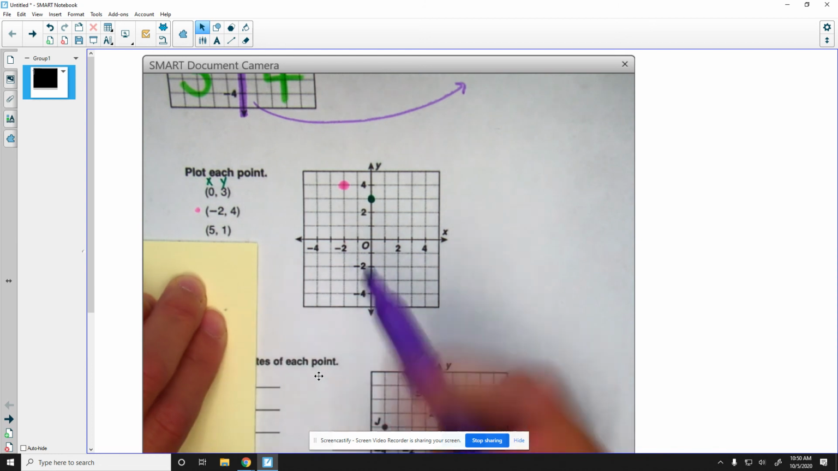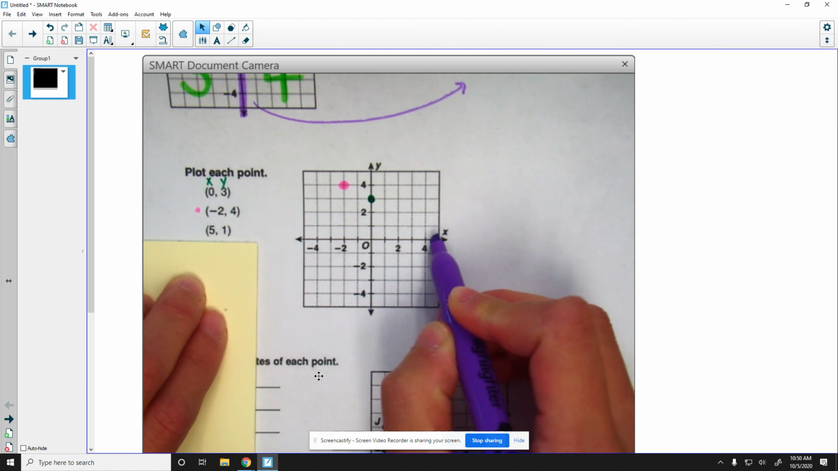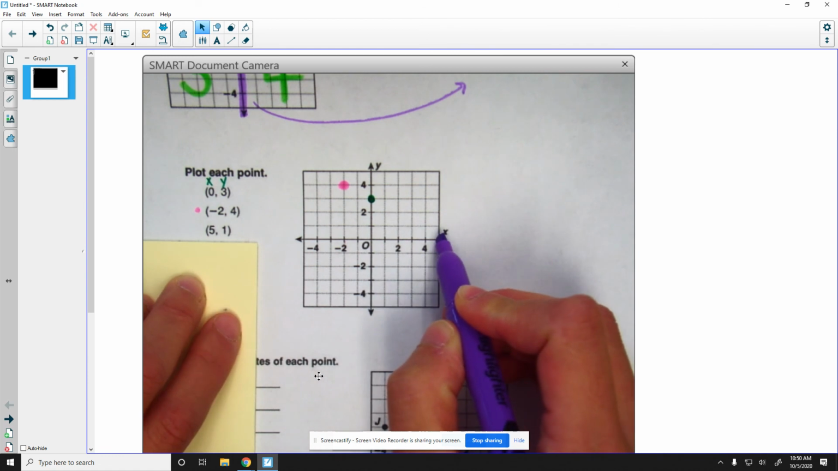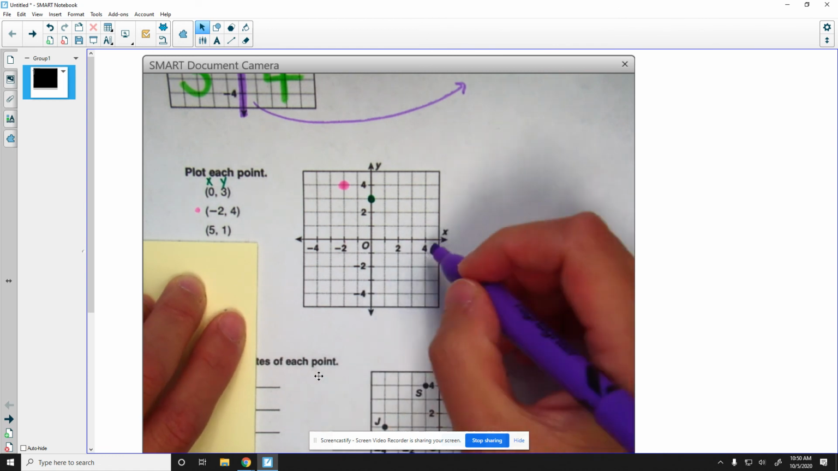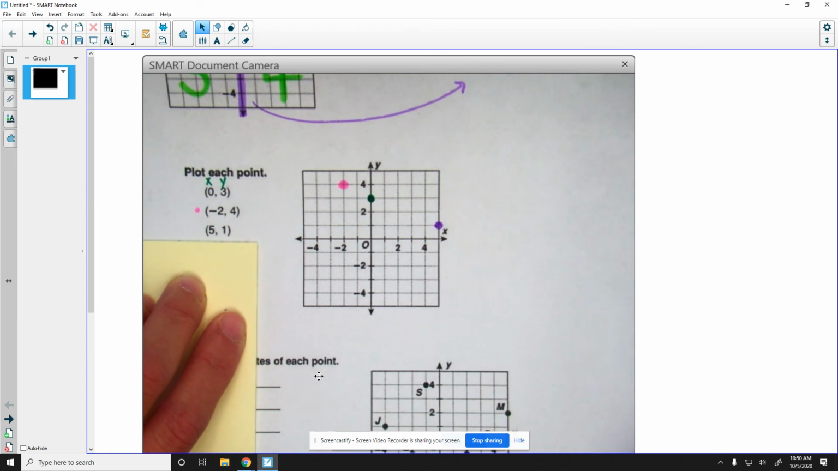Okay, 5 comma 1. So start from the center. You always go right, left first. So +5, so to the right 5. And then the next number is up, down 1, +1. So you go up. So 5 comma 1 is right there.